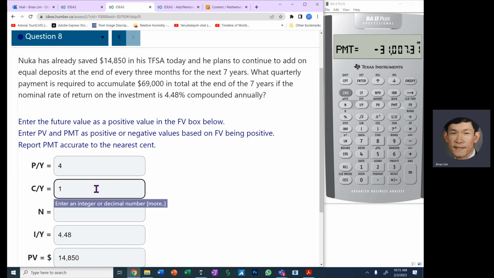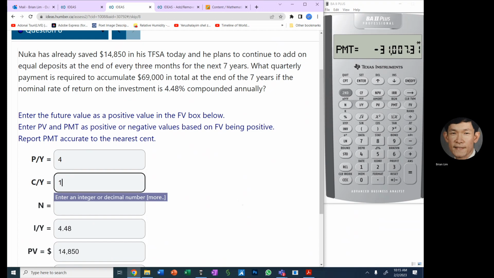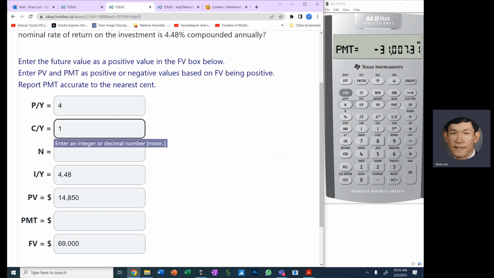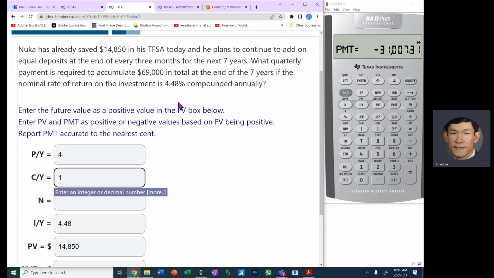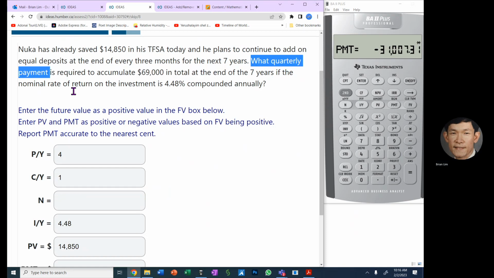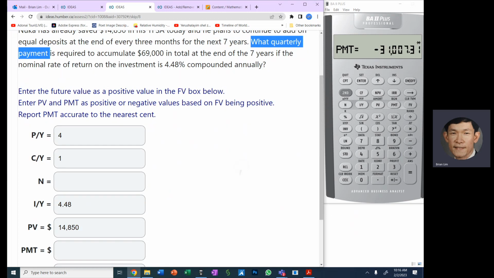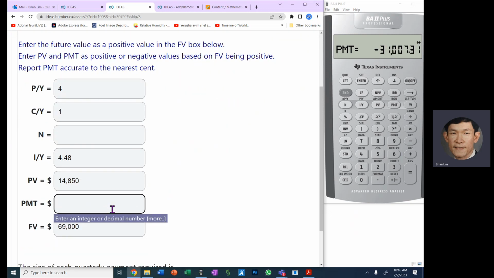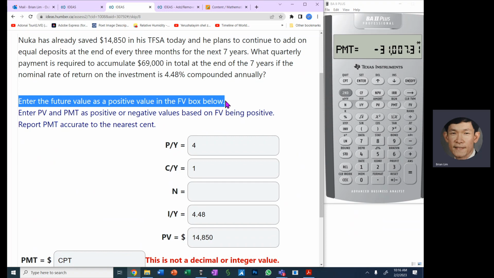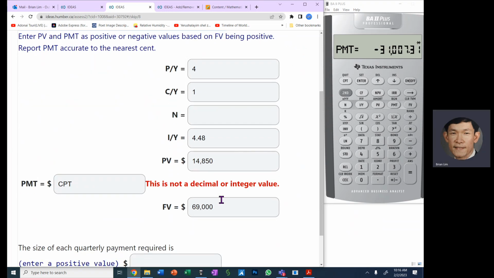Now, what is it that we are looking for? We are looking for the payment. What quarterly payment is required? So the payment is what needs to be computed, so here we put in CPT. What do we need to take note of? Enter the future value as a positive value. So there we have it.